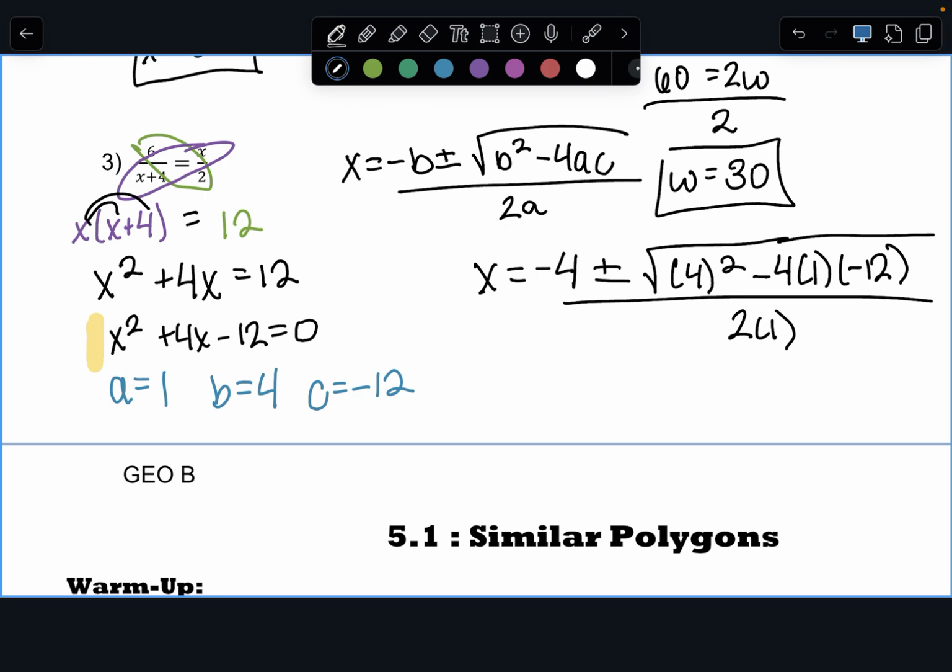You are never, I repeat, never allowed from here on out to plug this into the calculator as it is. You will always get the wrong answer nearly every time. What you are allowed to do is plug just this piece into the calculator. This would be 16 plus 48, the square root of 64. Square root of 64 is 8.